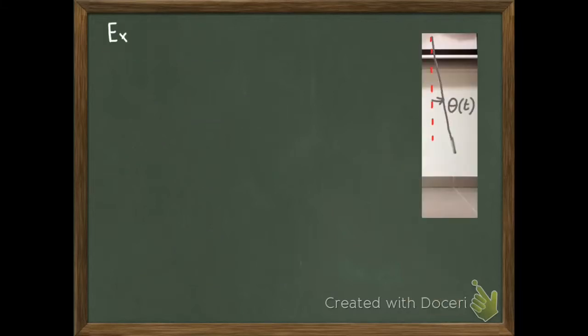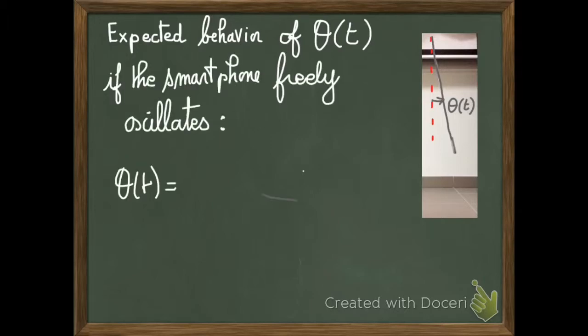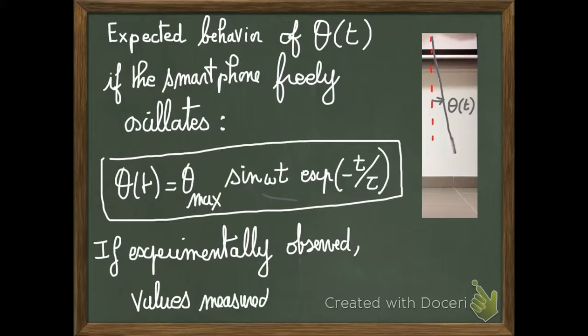First of all, we have a look at the expected behavior of theta if the smartphone is freely oscillating. We should have such an evolution, such a change of the theta angle, and if that is experimentally observed, then it means that we have essentially defined a maximum angle, a frequency of oscillation, and a time of relaxation. These are the quantities that we should be able to measure if that behavior is observed, and this is where we're heading now.